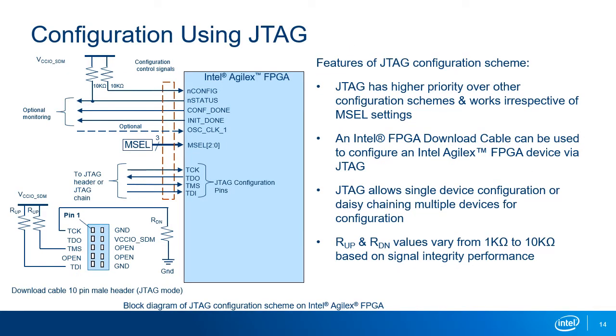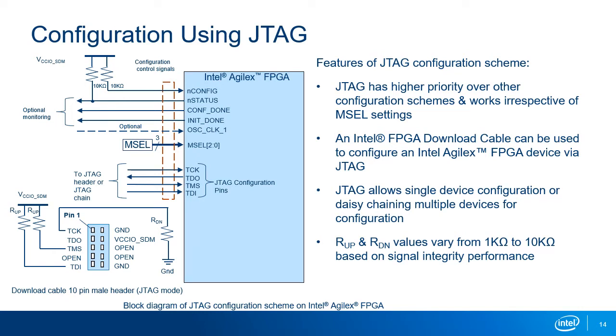JTAG configuration is the most popular configuration scheme, and it is usually the first means of configuration for prototyping or proof of concept designs. It is also used for debug purposes. This slide shows the block diagram for Agilex FPGA configuration using JTAG. JTAG has a higher priority against other configuration means and overrides MSEL settings, meaning it will work even if MSEL pins are set for another configuration scheme.